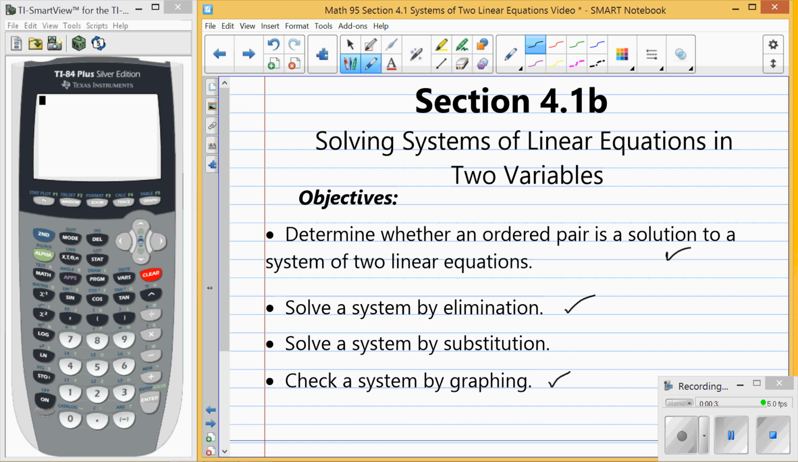For now, I'd like to talk about the other method for solving, called substitution. That's where we're going to focus in this video.